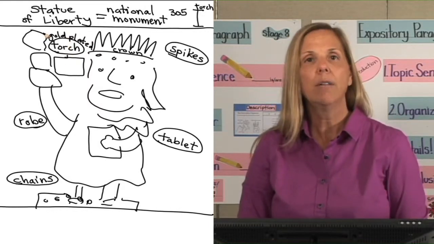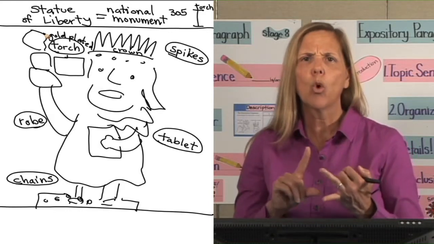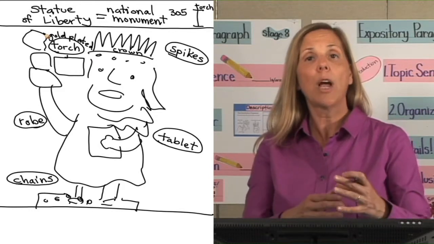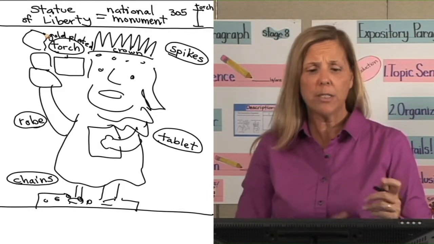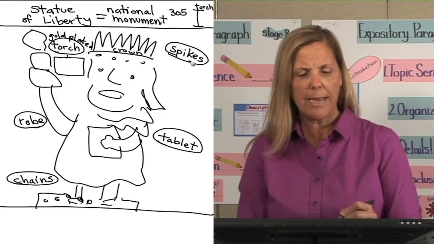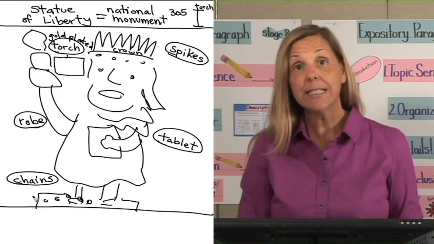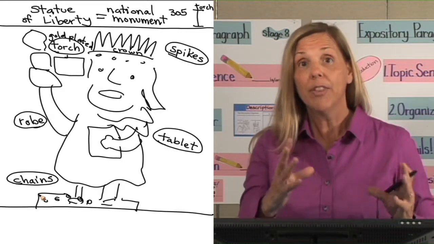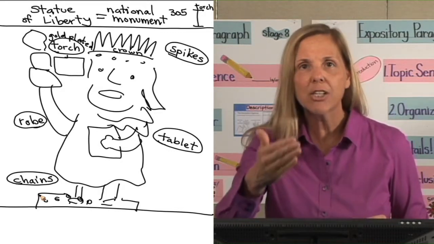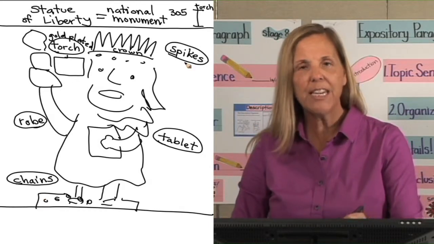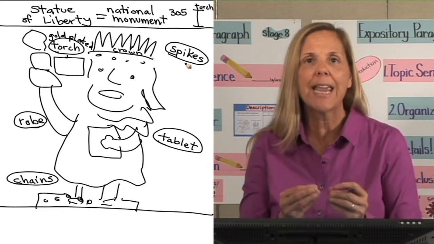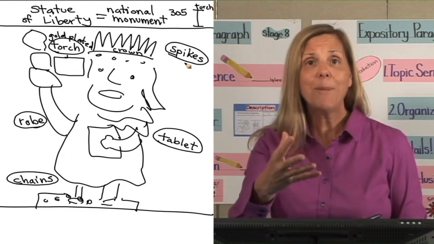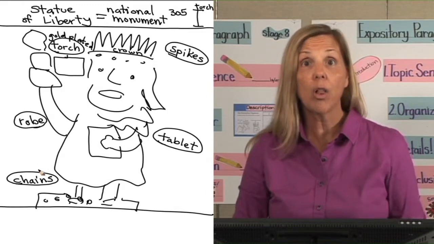So we have our words in the order that we're forming our sentence. What's the function of this torch? How does it work? What does it do? Why is it important? What is it? So we are going to describe the function of the torch. But as you can see, we're going to be describing the torch, spikes, tablets, robe, chains. All these parts of this statue make up the Statue of Liberty, which is a national monument. All of these parts are symbols. They have meaning. As we go through here, we are going to tell the meaning. That's the function of all of these parts.